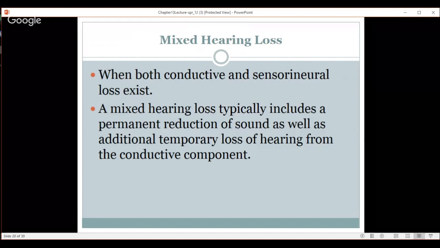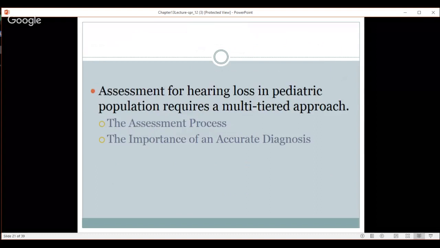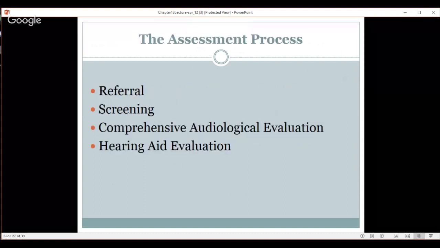So assessment for hearing loss in the pediatric population requires a multi-tiered approach. There's an assessment process similar to the other types of disorders that we've looked at throughout the book. And of course, accurate diagnosis is important.